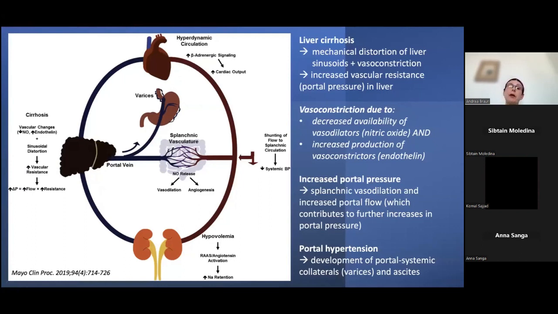And because of increased portal flow, you also get a further increase of portal pressure. So it's kind of a perpetuating cycle. And because the pressure in the portal system in the liver is too high, the blood needs to go somewhere. So the blood goes through collaterals, and those are the varices that then can bleed. And because of the increased pressure in the portal vein, you get the ascites.